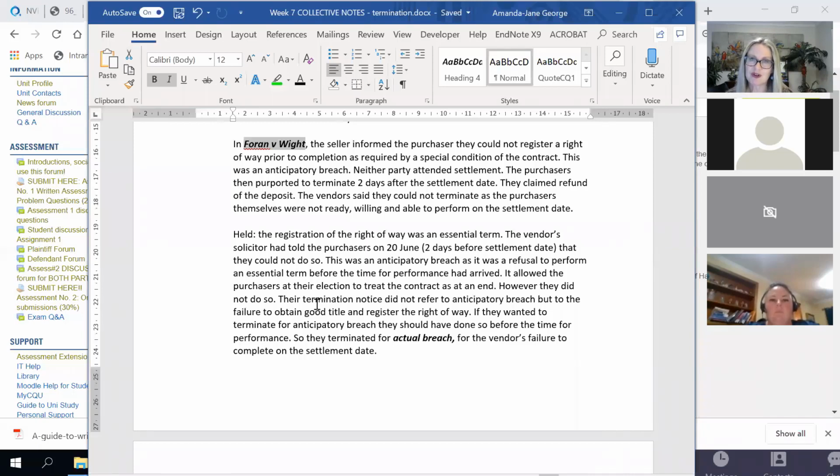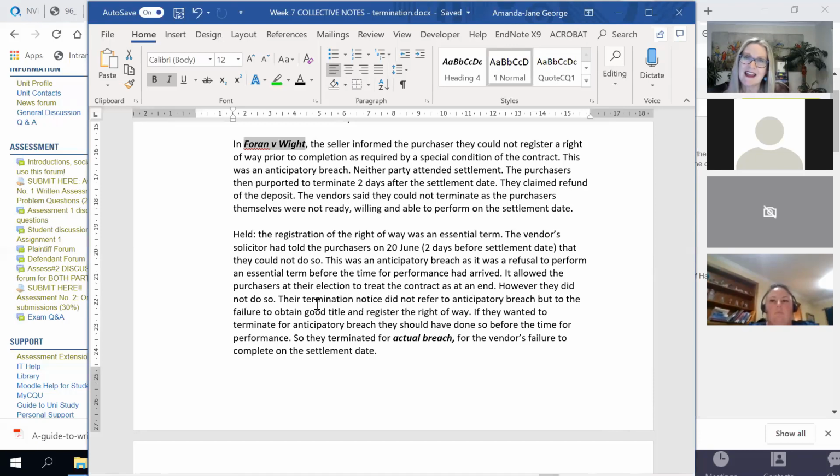When you enter into a contract, the best guide of how you have to perform is that you have to be ready, willing, and able to perform all of your contractual obligations as and when they crop up. Ready, willing, and able. Obviously, they indicated that they would not be able, and so the purchasers didn't come to settlement. And then a couple of days later, they got kind of ticked off with the whole situation, purported to terminate then. The seller then says, hang on a minute, you can't terminate now because you yourself didn't turn up to settlement.